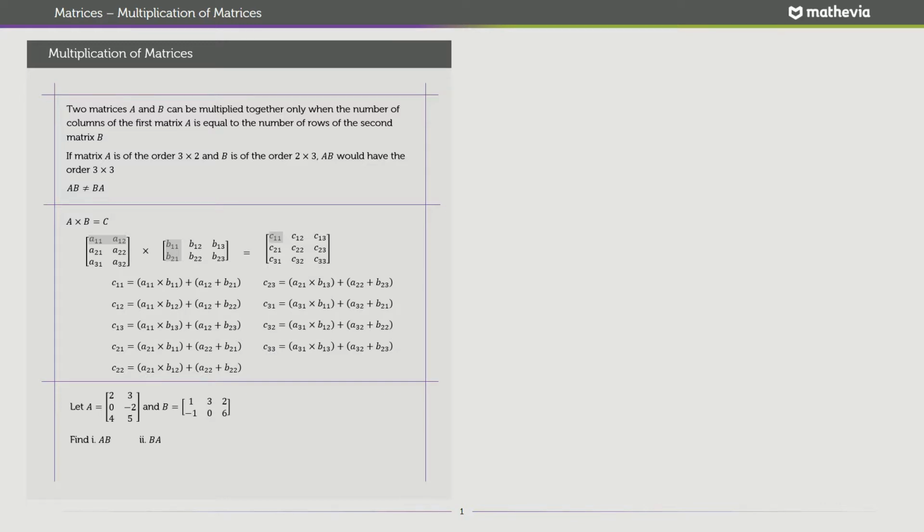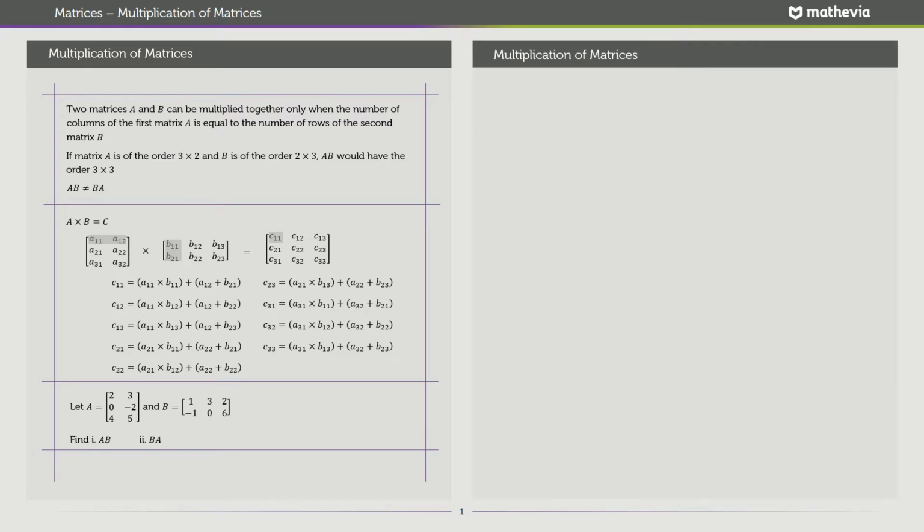B has 2 rows and 3 columns. Now we've been asked to find first AB, and then BA. All right, now we're going to go ahead and do this. Okay, so we have AB is A times B.